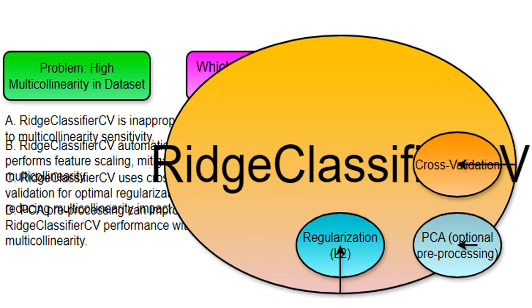This is a specific type of classifier, a machine learning algorithm that assigns data points to different categories, that uses ridge regression with cross-validation. Ridge regression is a type of linear regression that adds a penalty to the size of the coefficients, making it less sensitive to multicollinearity.